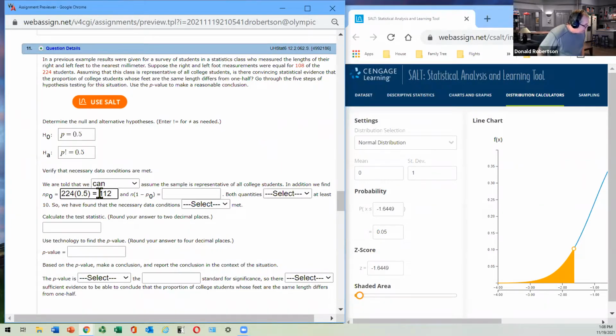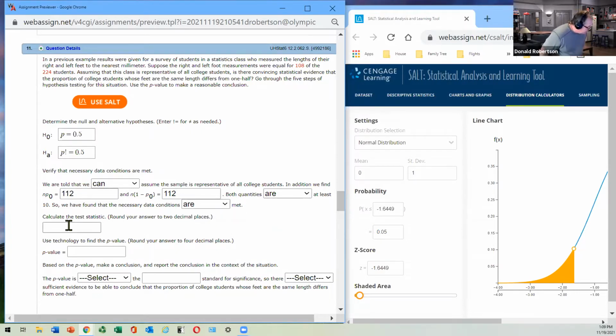So n p naught is 112. And n times (1 minus p naught) is also 112, because it's the same sample size times 1 take away a half, which is still a half. Both quantities are at least 10. That's good. At least 10 means they're bigger than 10, I should say. So we have found that the necessary conditions are met. So that's how you fill that in.